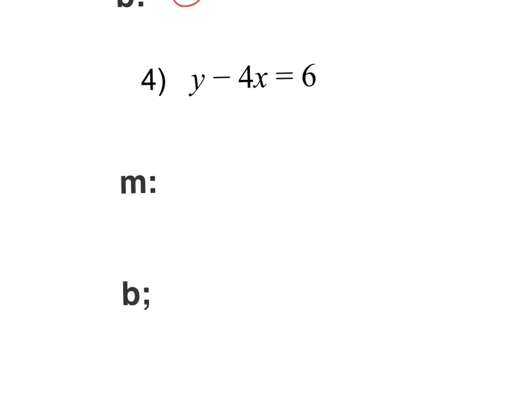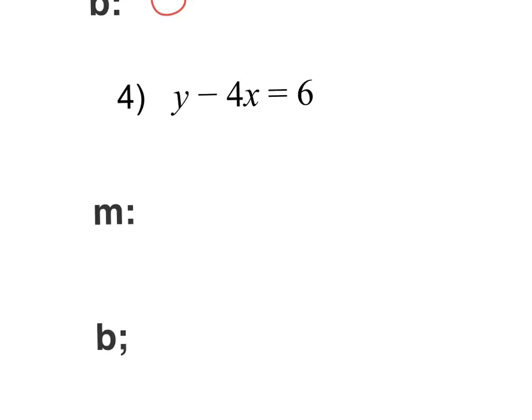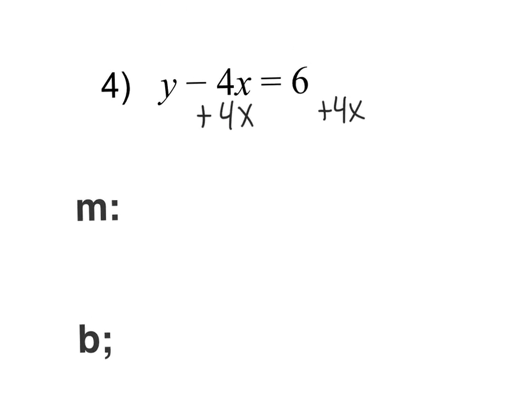Okay, this one's also kind of funky, so I'm going to fix it for you. You guys don't actually have to do this, I don't think, ever this year. It's a little advanced, so all I did was move the 4x to the other side, so that we can have y equal. We want it to look like this: y equals mx plus b.